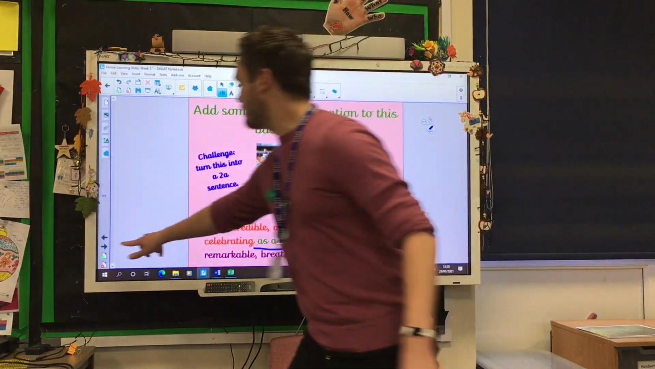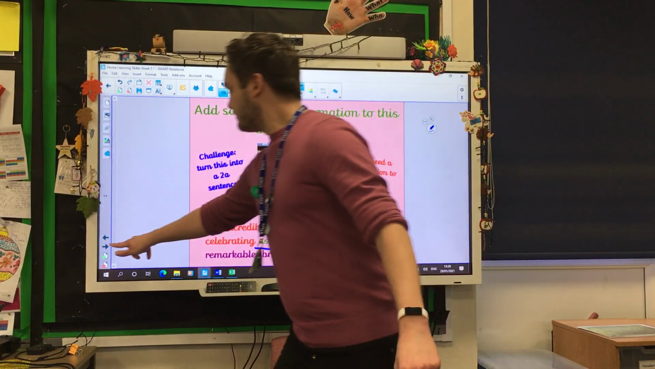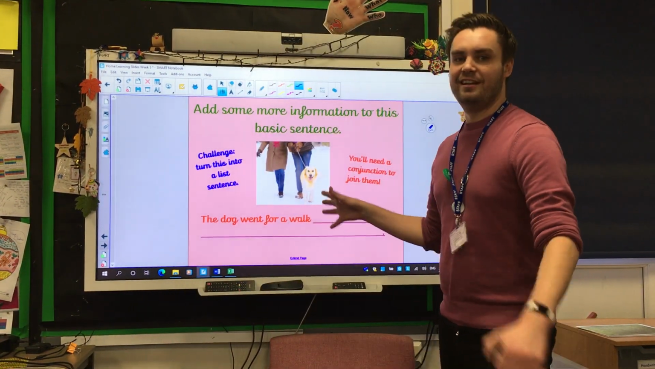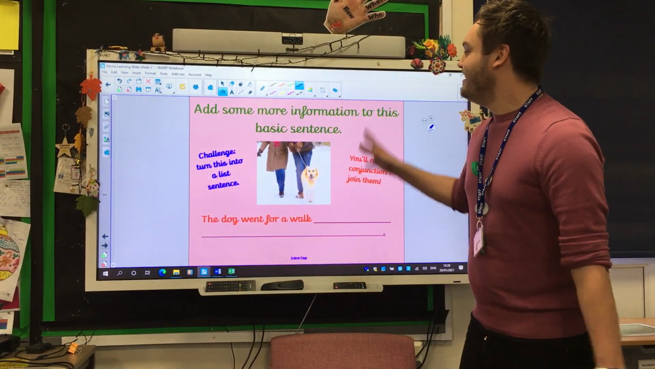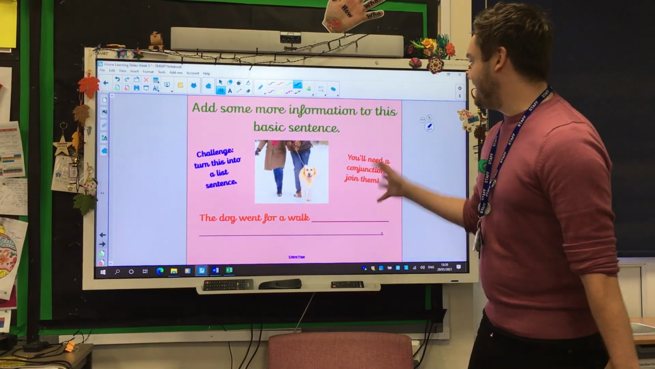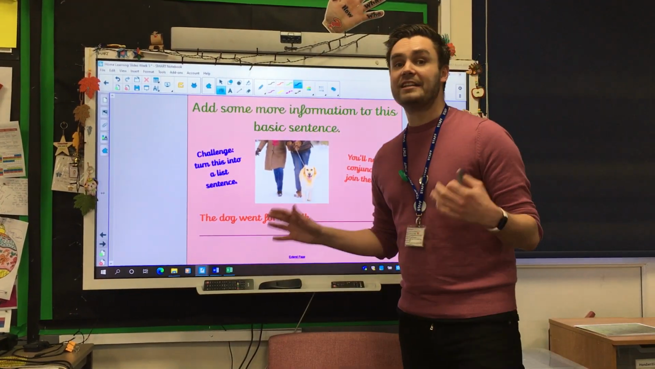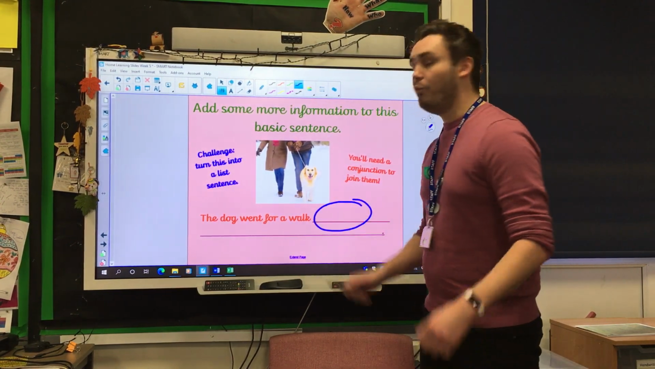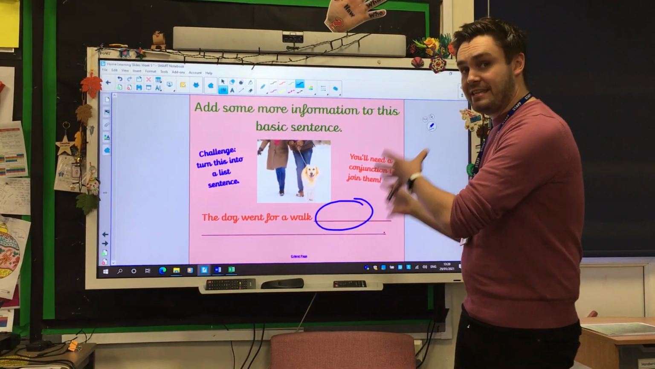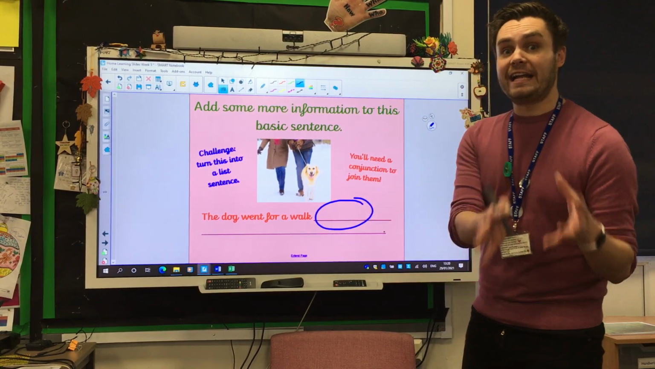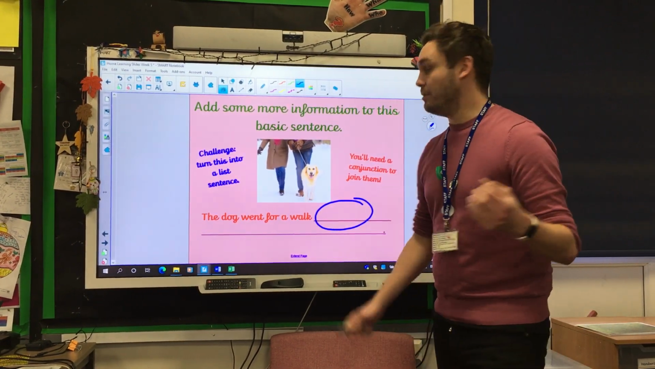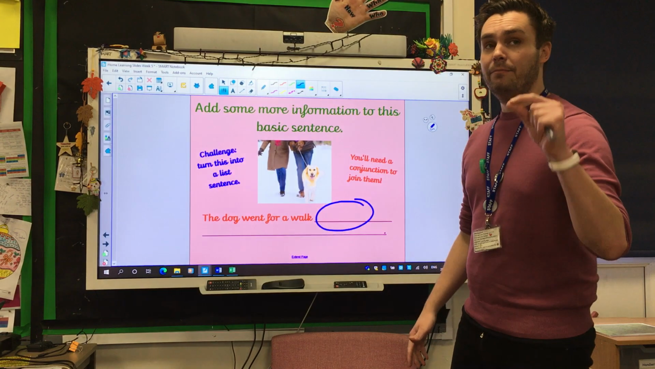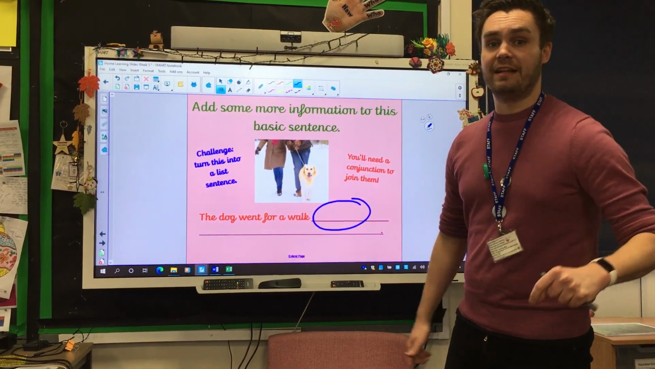One more, he says. So, I love dogs, as you can probably tell by now. Let's see if we can add some more information to this basic sentence. This time, try and turn it into a list sentence. You're going to need that conjunction right here. One of the 4 we have. It will be the gateway for you to provide extra information, that subordinate clause, to that main clause we have there. Pause the video, give it a go. I'll see you in a minute.